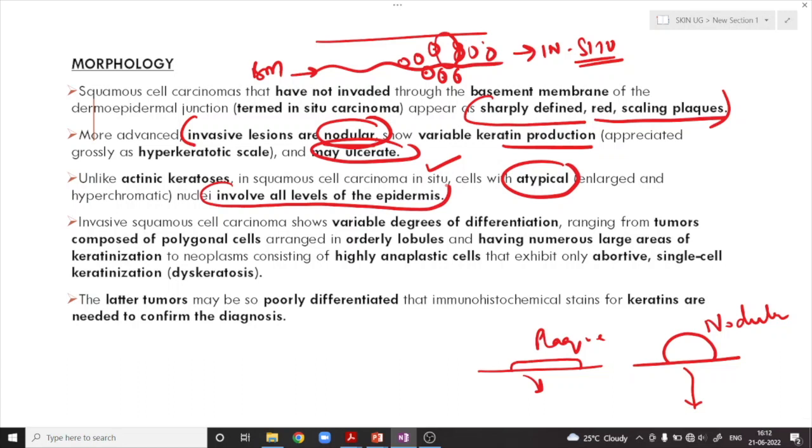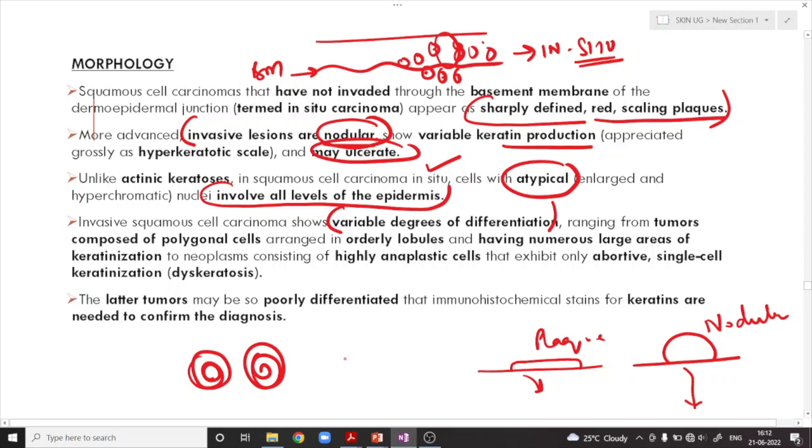Usually the atypia starts from the basal layer in case of actinic keratosis, whereas in case of squamous cell carcinoma in situ, you will see that they involve all layers of the epidermis. Now, invasive squamous cell carcinomas show variable degrees of differentiation. Okay, so some of the squamous cell carcinomas will show very well defined squamous pearls. So they will be well differentiated.